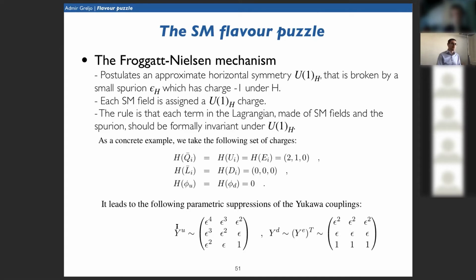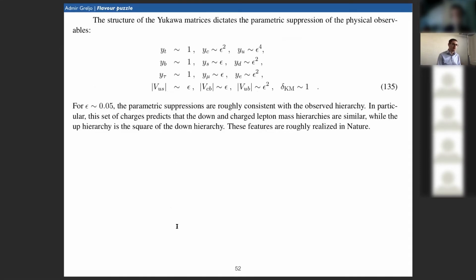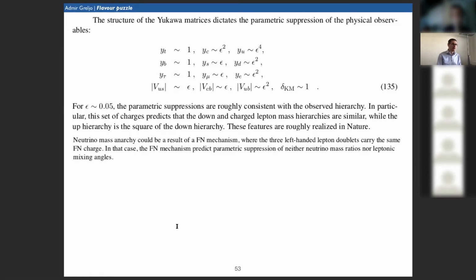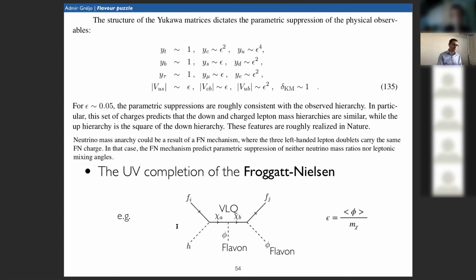And when you diagonalize it, you can realize the observed hierarchy in the charged leptons and quarks, and you also get anarchy in the neutrino sector. So how do you complete the Froggatt-Nielsen? So what is a spurion? I mean, just the bookkeeping device. So what is it at the fundamental level?